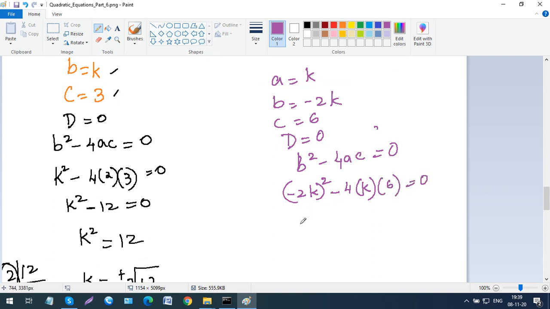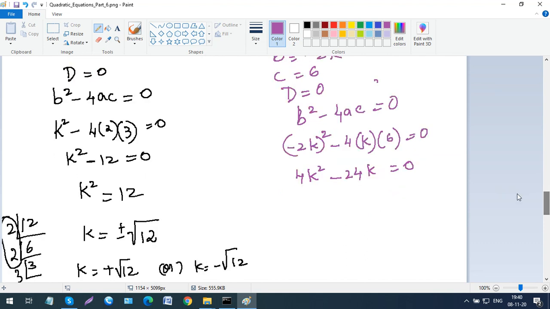So this gives you 4k square minus 4 6 are 24k should be equals to 0. Now here you see, I can take out 4 and k common, and I get k minus 6 inside, right? So I get 4k equals to 0, or k minus 6 equals to 0. Okay, I will equate both the terms.